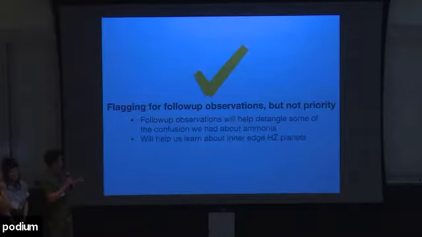So we are flagging this for follow-up observations, but it's not going to be a priority for us. Follow-up observations are going to help untangle some confusion we had about the ammonia, and it'll also help us learn something about the inner edge of the habitable zone.